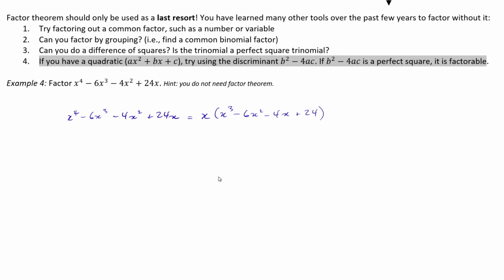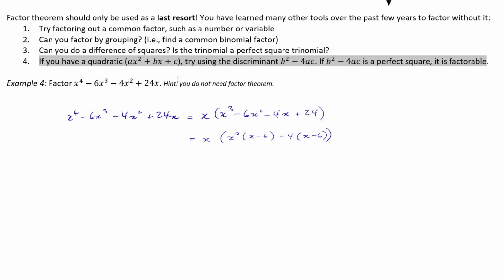Okay, and when I look at this cubic here, I'm actually able to factor by grouping. So I can do this. I can say x, and then I can go, let's say I take an x squared out of this. So x squared, then I get x minus 6. And then I'm going to take a negative 4 out of these last two terms, negative 4, and then I would get x minus 6.